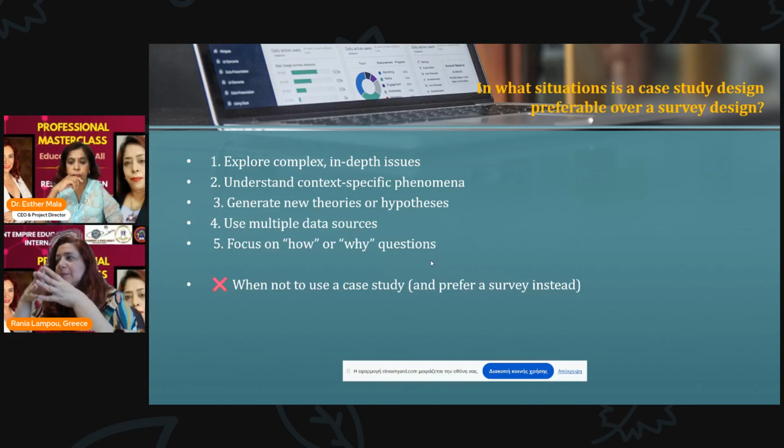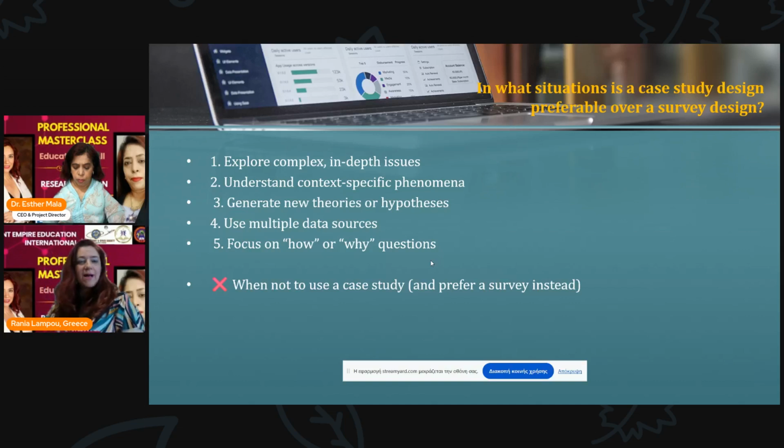When we want to understand context-specific phenomena, case studies are ideal where the context plays a critical role in the research, social, cultural, organizational factors. For example, investigating how a company's culture influences employee innovation. When we want to generate new theories or hypotheses, when we explore emerging or poorly understood issues, case studies help generate insights that can later be tested in broader surveys. For example, examining how one community responds to climate change adaptation.